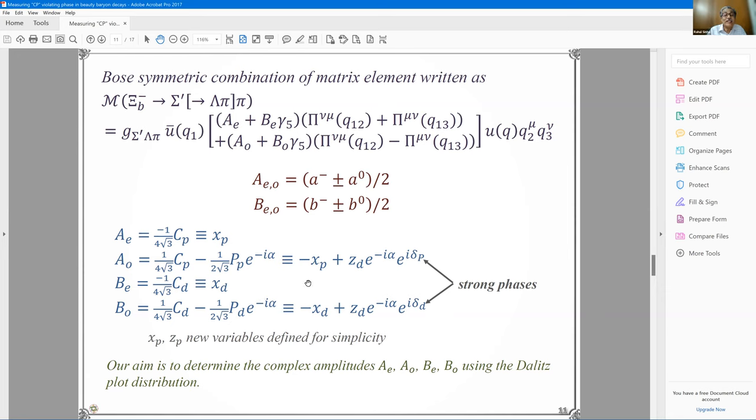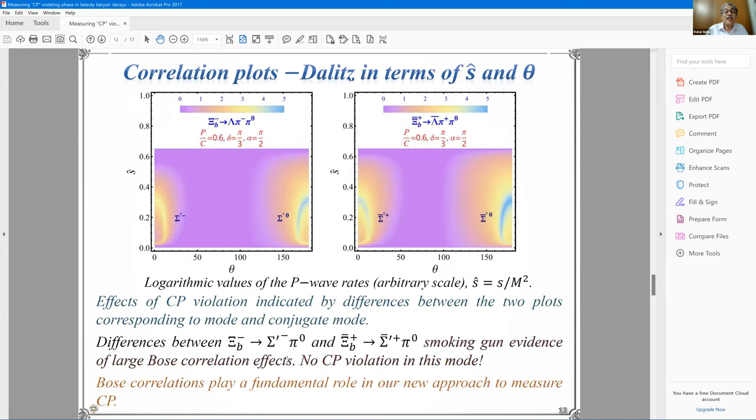And just for simplicity of notation, we define the new variables xp and yp. And our aim is to determine the complex amplitudes AE, AO, BE, BO using Dalitz plot distributions.